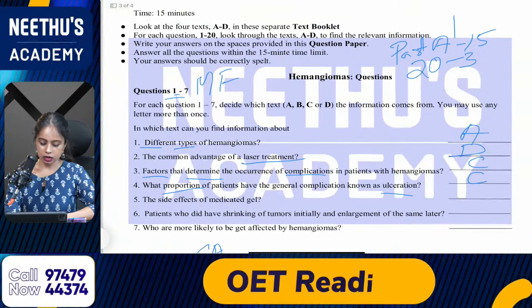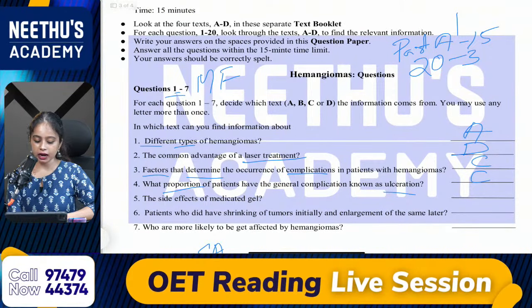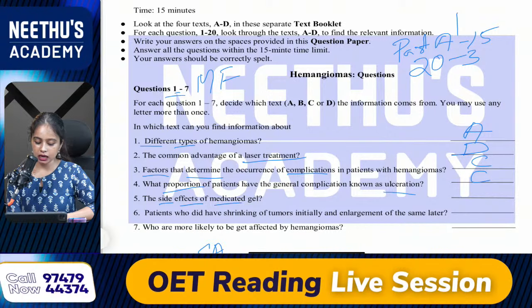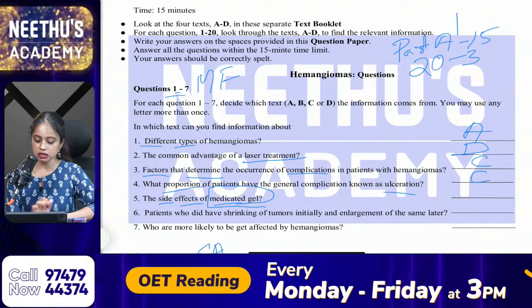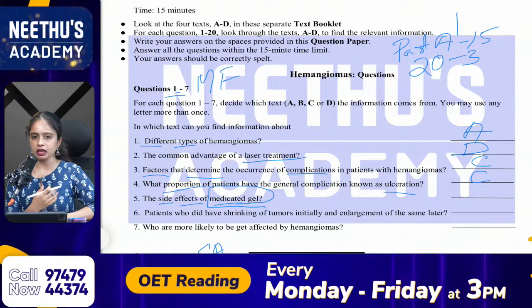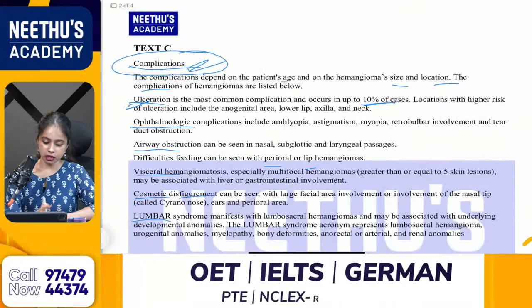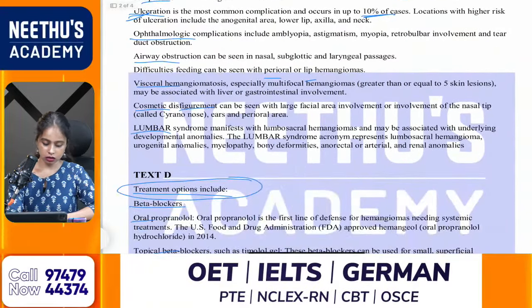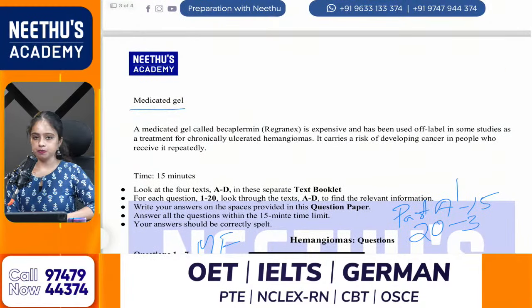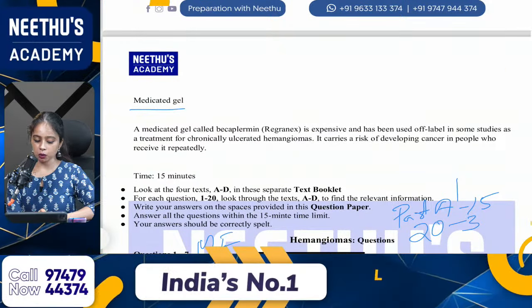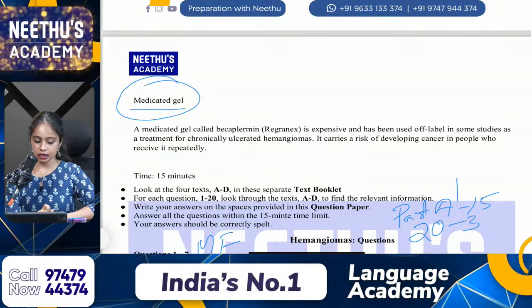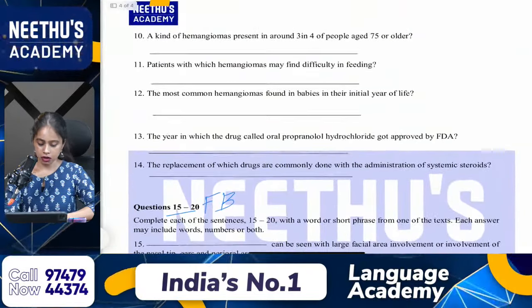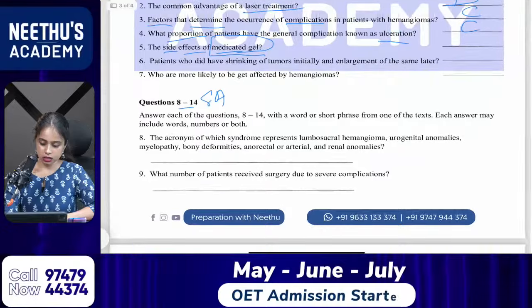Then the fifth question: the side effects of medicated gel. Medicated gel is a term that comes under treatment. So where have they mentioned the treatment? Treatment is in text D. The last treatment option is medicated gel. So of course it is from text D.